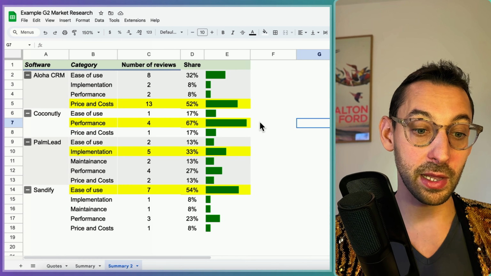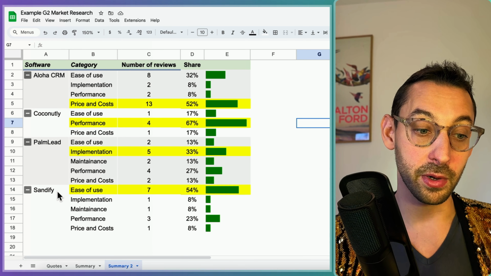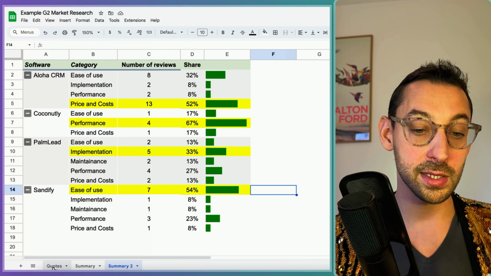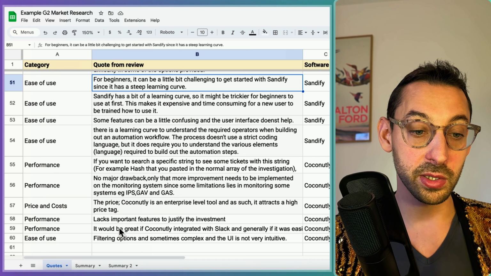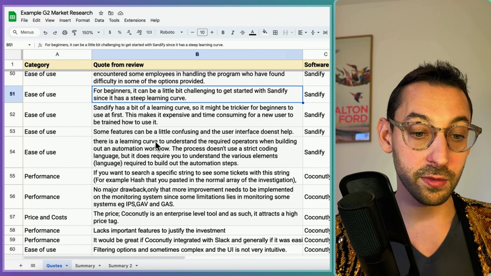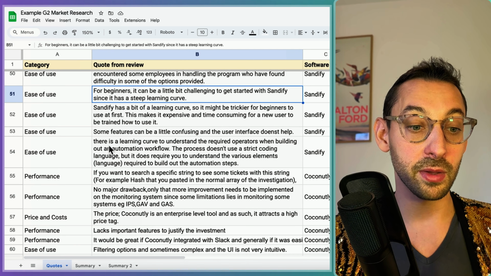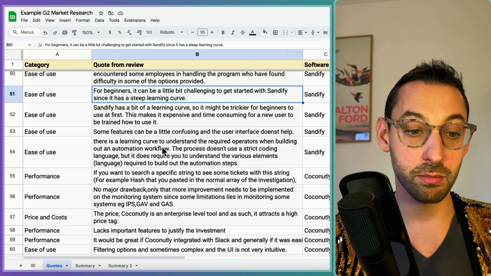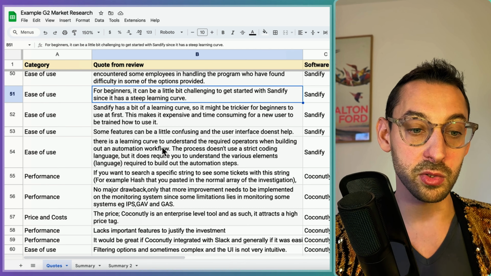This is a great top level view, and then you can take it a level deeper and say, okay, for this company ease of use seems to be a problem. Let's take a look at how they actually describe it. "There is a learning curve to understand the required operators when building an automation workflow." So maybe that specific part of the product is hard to understand.